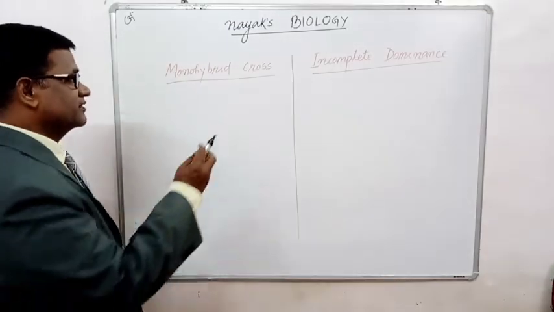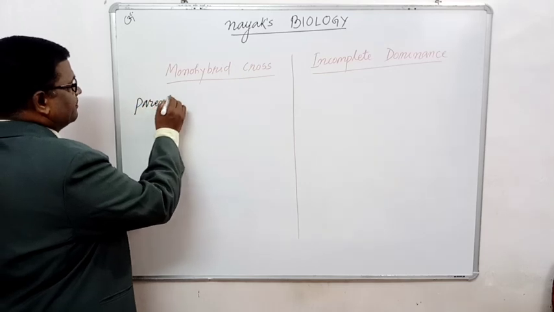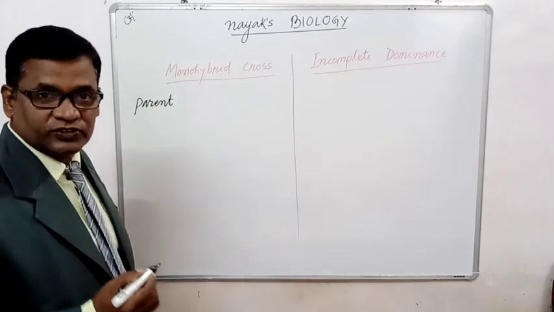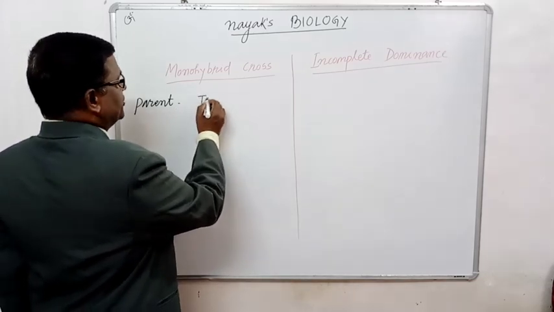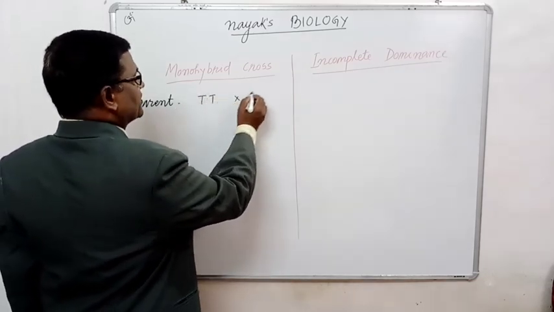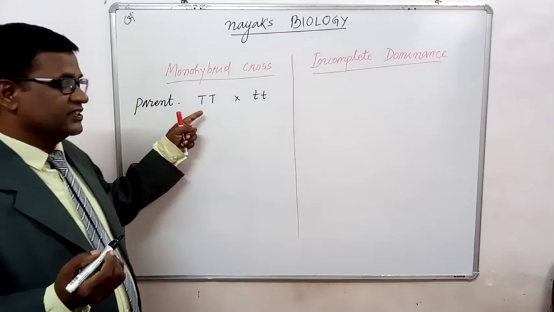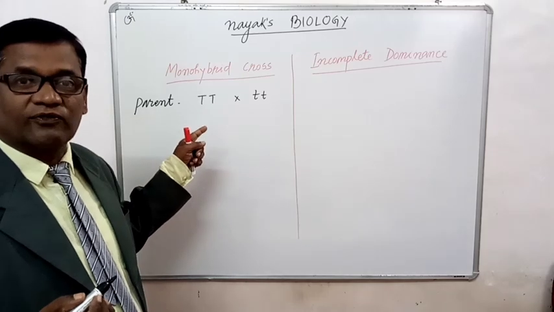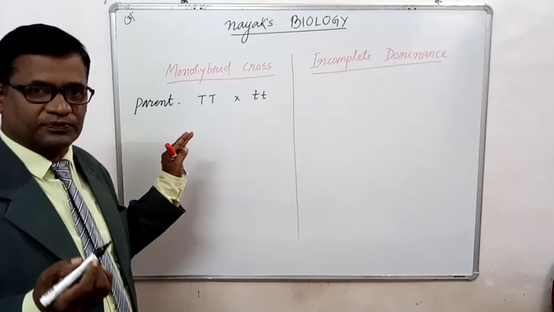First we will see the parent generation of both of them. What is the parent generation of the monohybrid cross? If you see the parent generation of the monohybrid cross, it is TT, which we have to cross with small tt. Now we have to understand what this is. It is the allele. What does allele mean? It is the different types or different forms of the gene.